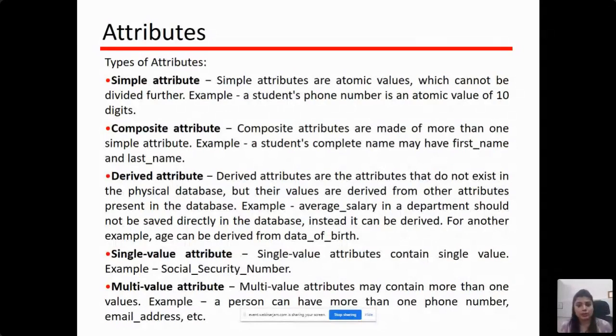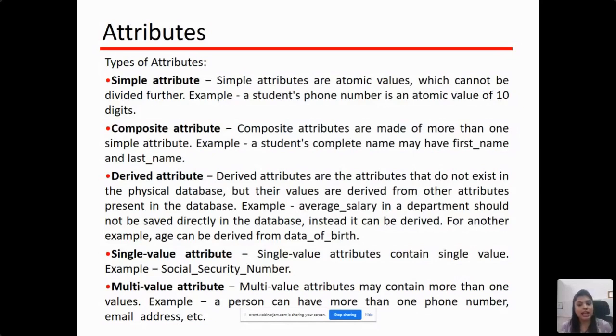Then the next one is the composite attribute. Composite attributes are made of one or more simple attributes. We'll see this through an example. A student has a first name and a last name. We can break it, so the student's first name and last name form the composite attribute. Then we have derived attributes. For example, in a database you are entering the date of birth, then age can be automatically derived from the date of birth. You need not enter the age again. So age becomes the derived attribute from date of birth.